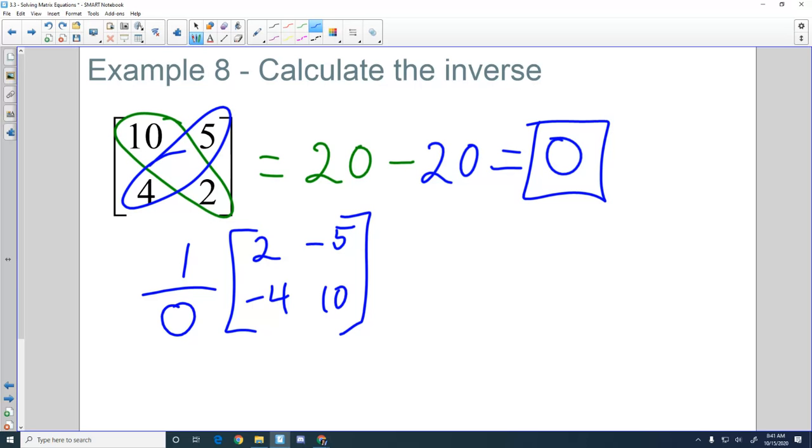If you calculate the determinant of a matrix and you get a 0, well, this part right here, 1 divided by 0. In mathematics, are we able to divide by 0? You can't. Here's the reason.